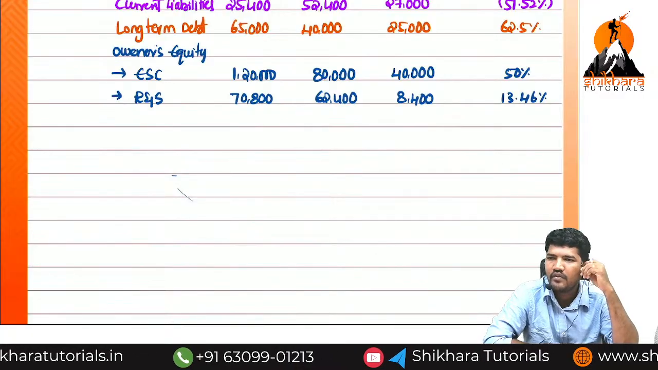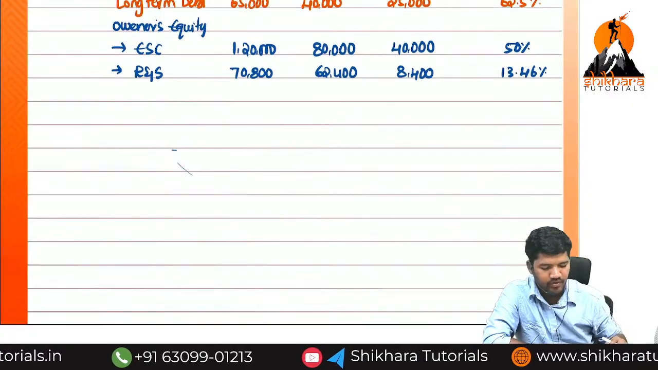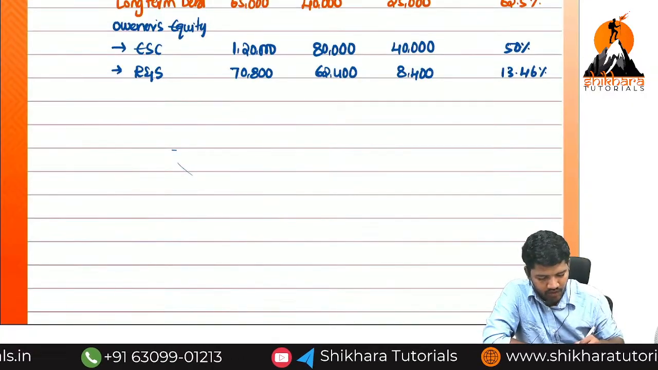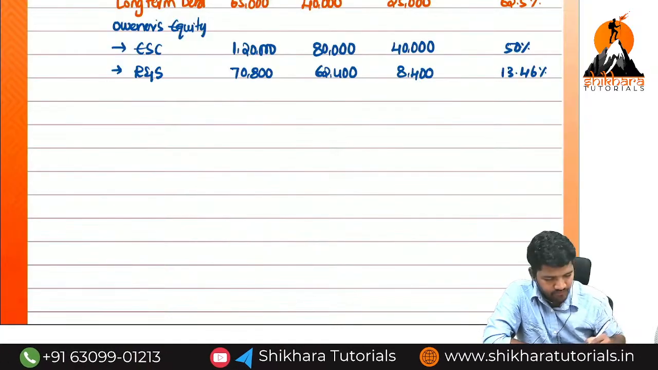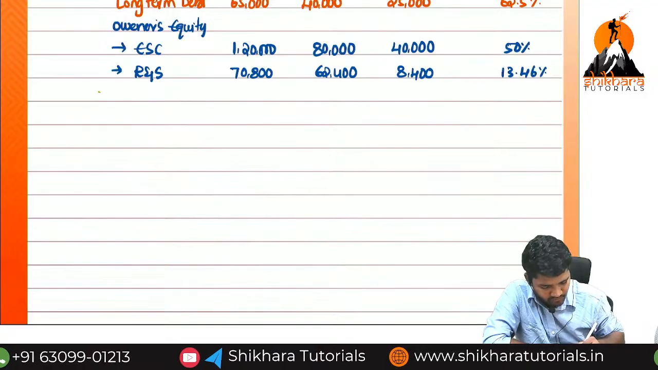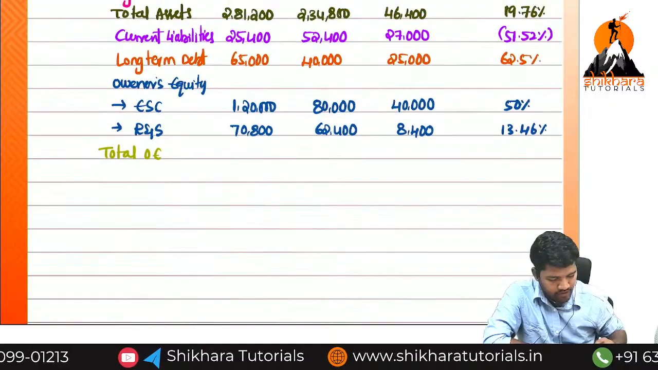Can I use that word? Company performs well. Okay. Why? Because we have profitability. What next? Total owner's equity. Okay, done. Total owner's equity. Values please.